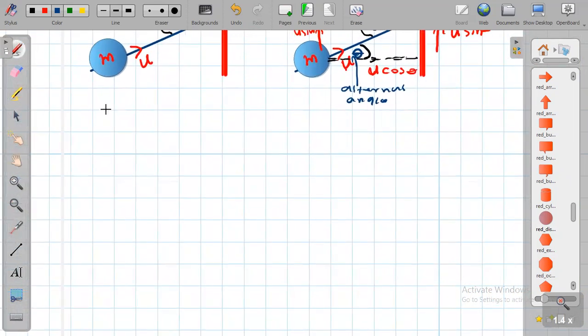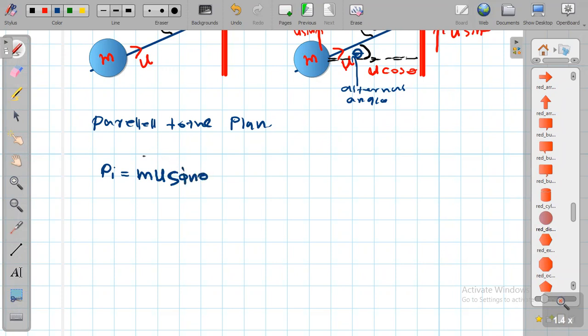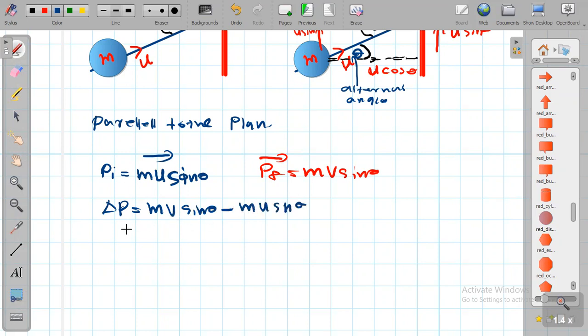I have to get the change of momentum in both directions. One is parallel to the plane. What is parallel to the plane? At the beginning, P initially is mu sine theta. In this direction, the final is mv sine theta in the same direction. So you make it delta P equals mv sine theta minus mu sine theta. So delta P equals m times (v sine theta minus u sine theta), and that's along the plane, parallel to the plane.